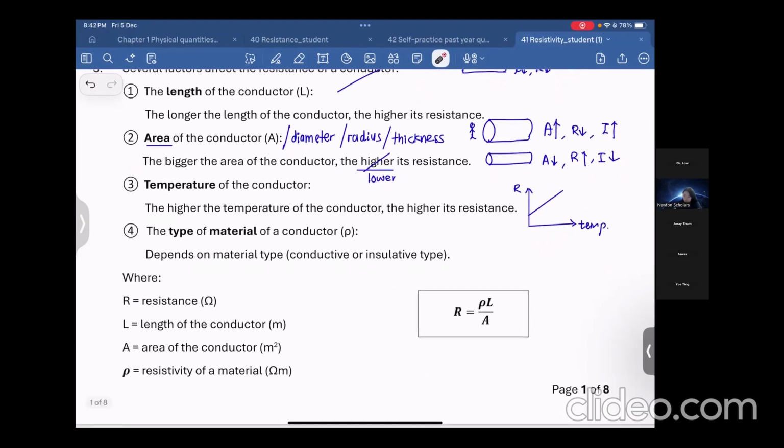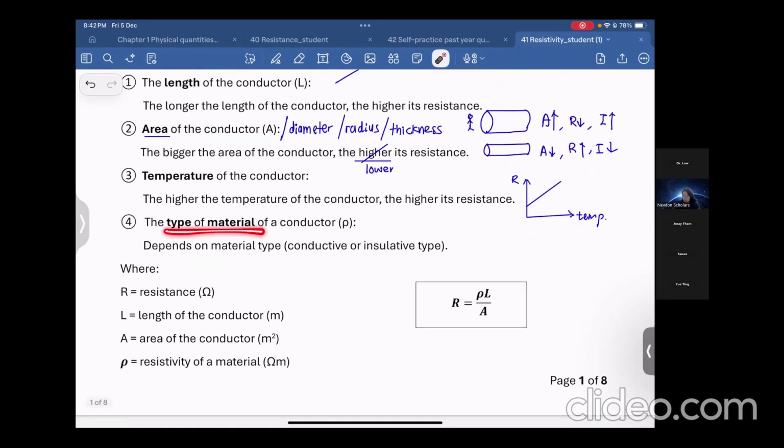Okay, type of material. It depends on the type of material. A few types: tungsten, nichrome, copper. Different types of material have different resistance.